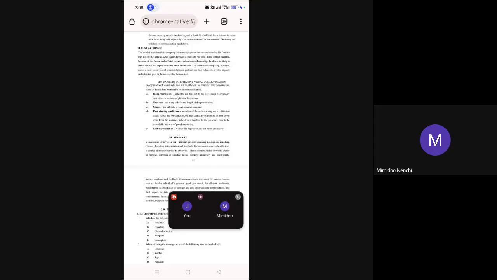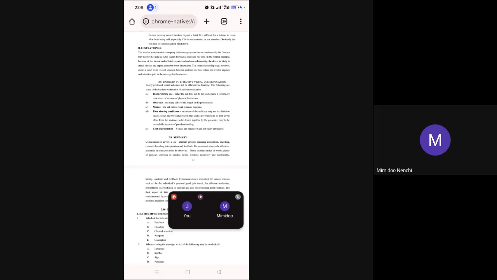Poor viewing condition. Members of the audience may be faced with too little or too much color, and the visual may be overcrowded. Flip charts are often used to note down ideas from the audience to be drawn together by the presenter, only to be unreadable because of what? Poor handwriting. When there is poor viewing condition, then the visual communication will be hindered.